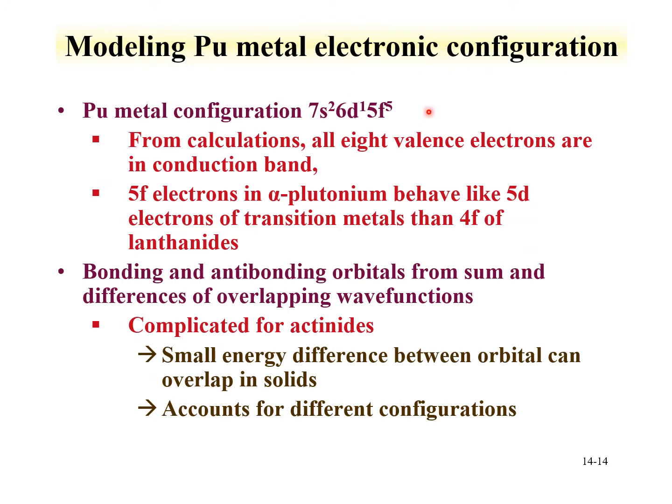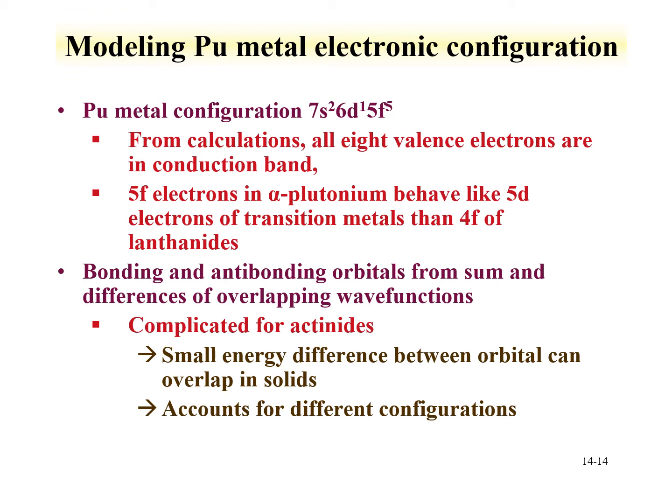The electron configuration of metallic plutonium is shown here, where you get a mixture of F, D, and S orbitals. From calculations, all 8 valence electrons are in conducting bands. The 5F electrons in alpha plutonium behave like 5D electrons of transition metals, more so than the 4Fs of the lanthanides. And this is what really manifests the behavior. The 4Fs are not really involved in the bonding and structural behavior. They're not in the highest occupied orbitals, whereas in plutonium the 5Fs are.